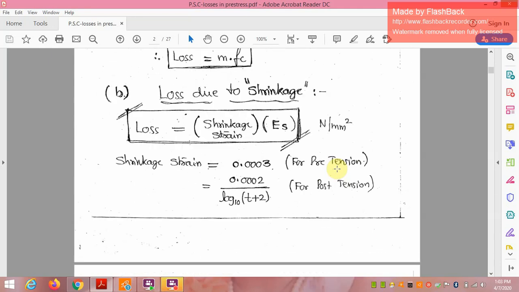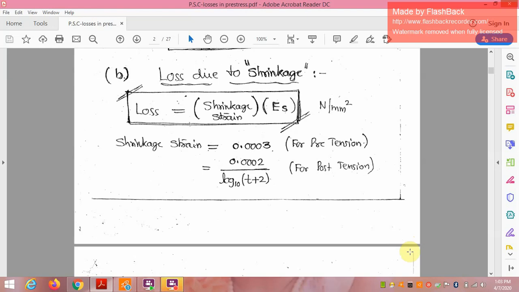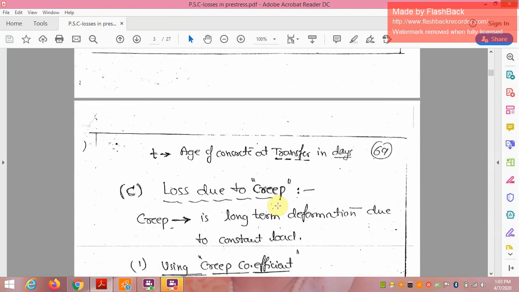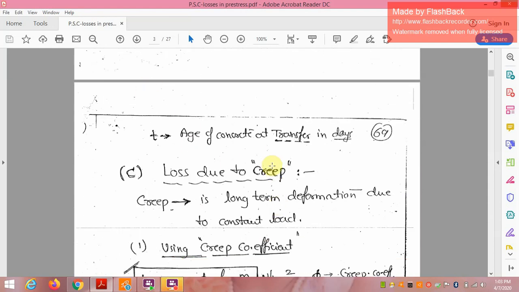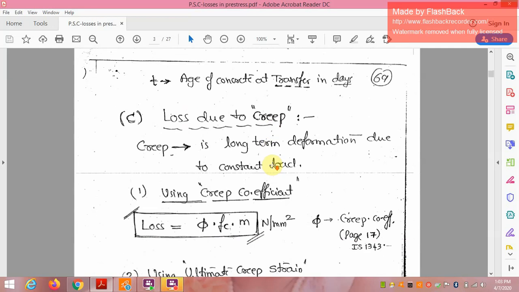The second one is loss due to shrinkage of the concrete, that is given by shrinkage strain into Es, where shrinkage strain is equal to 0.003 for pre-tension, and equal to 0.002 divided by log 10 (t plus 2) for post-tension members, where t is the age of the concrete at transfer in days.